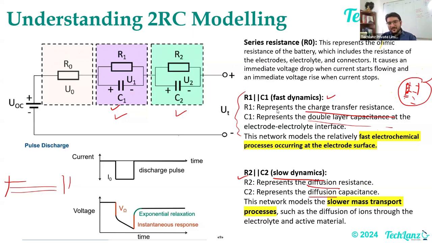Whenever you're learning something, it's very important to understand why you're doing what you're doing. It's okay, RC modeling is done, but what is the meaning of these circuits? What is the meaning of the R1C1 circuit? What is the meaning of the R2 circuit? And what does this R naught represent? It's very important.